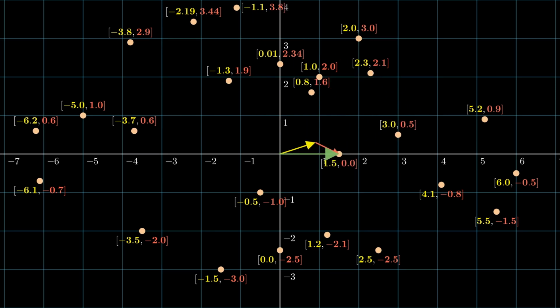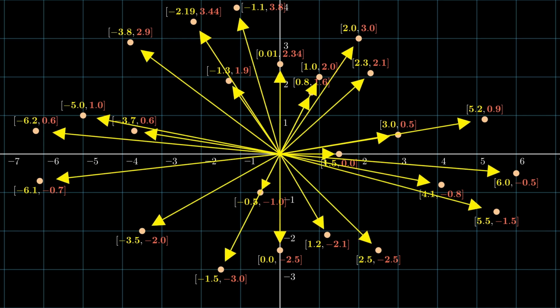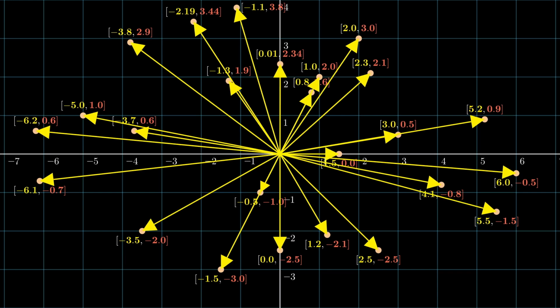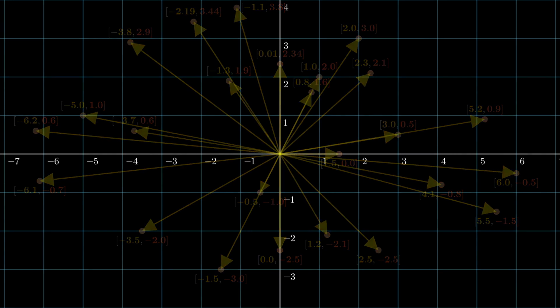The span of two independent vectors is the entire 2D plane. This means that with the right scalars, you can reach any point in this space. These two independent vectors form the basis for the plane.